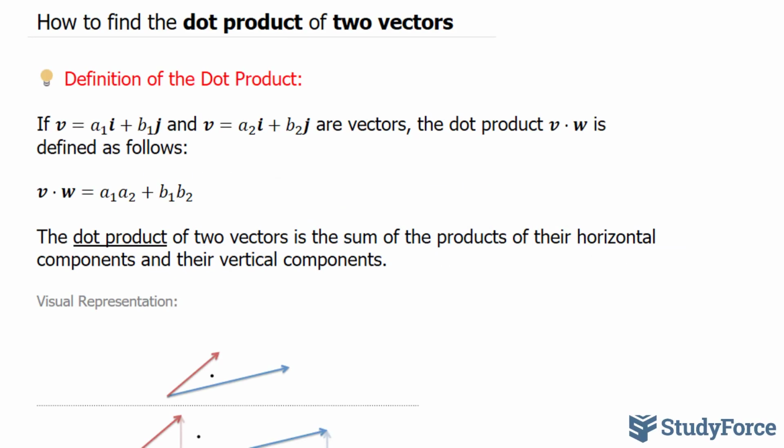In this lesson, I'll show you how to find the dot product of two vectors. Let's start with a quick definition. If we take the dot product of two vectors, let's say this vector with these two components and this vector with its x and y components, the dot product is found by multiplying the x components of both vectors and then adding that to the product of the y components of the two vectors.